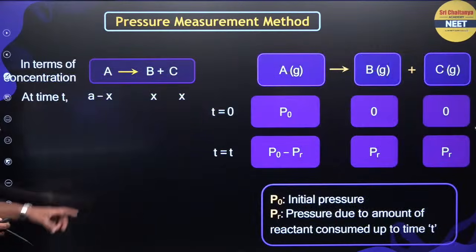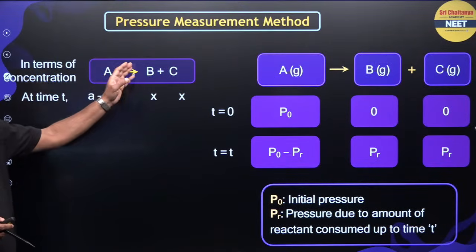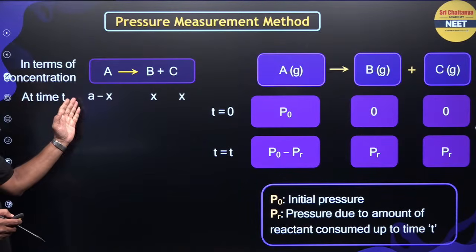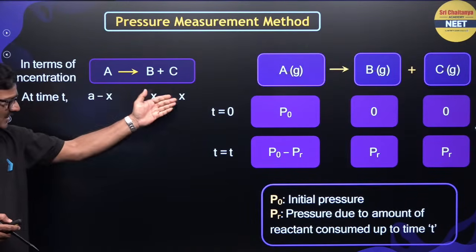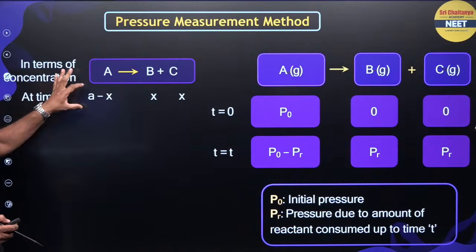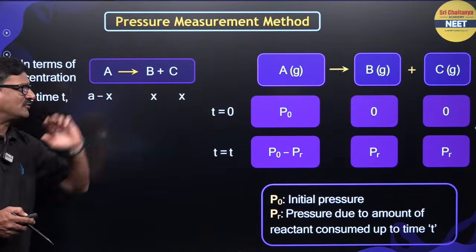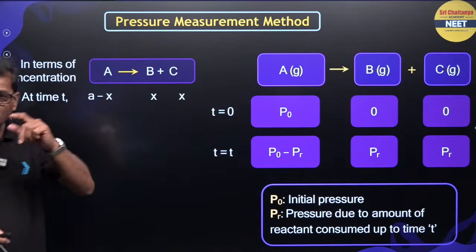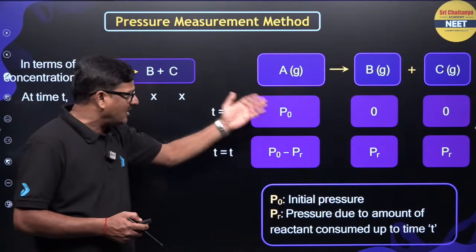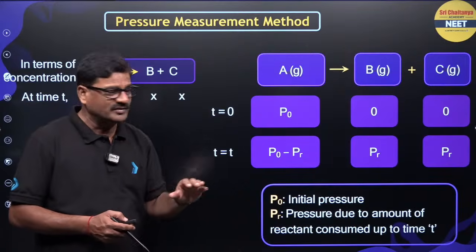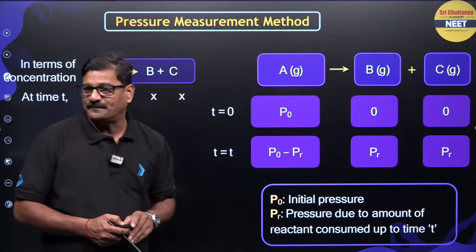And here, A gives rise to B plus C. A minus X, X and X. So, A is the initial concentration, X is the amount consumed, X is the amount formed. If you take the pressure, the initial pressure of A will be P naught, and the reaction has not yet started, so for the products it will be 0 and 0.